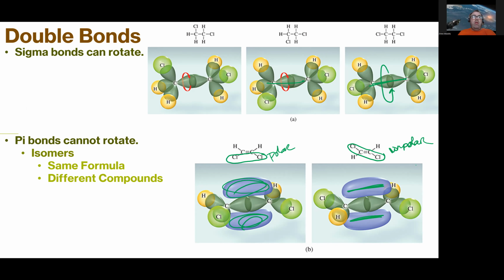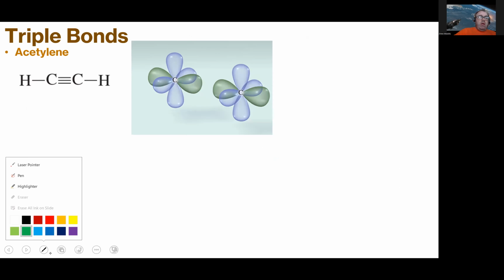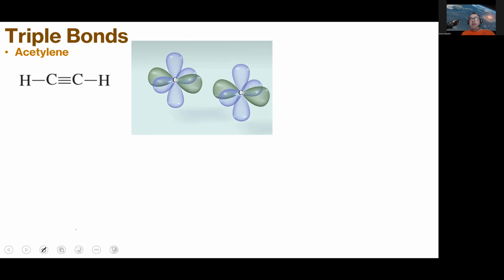So what about triple bonds? Let's use acetylene as our example here. Same kind of idea. Let's think it through, and we're going to get our hybrid orbitals first. Each one of these carbons has two electron groups.